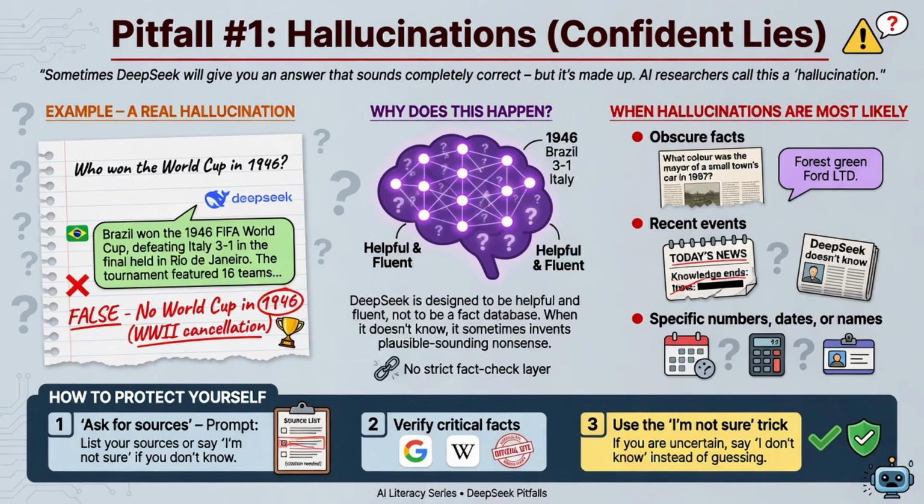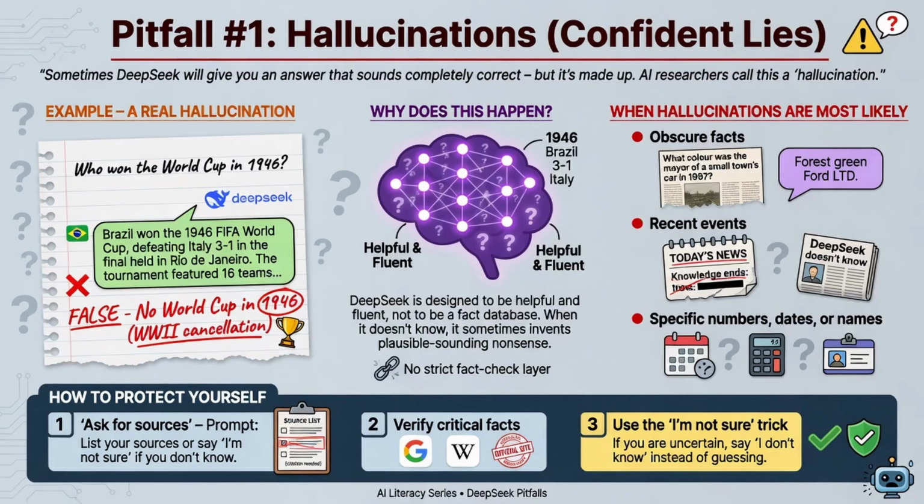Example: a real hallucination you could see. Ask DeepSeek, who won the World Cup in 1946? DeepSeek might invent a country and score because there was no World Cup in 1946. It was cancelled due to World War II. But it won't say, "I don't know." It will guess confidently. Why does this happen? DeepSeek is designed to be helpful and fluent, not to be a fact database.